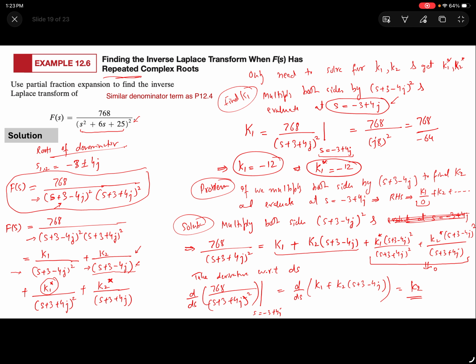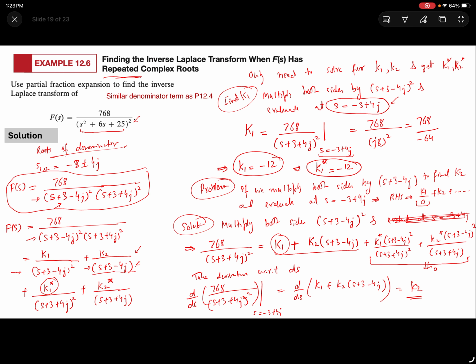So this is how you practically get k2. You multiply everything by the same thing that you have done in the past, the square term, and then take the first derivative. Once you take the first derivative with respect to s, the k1 that was left over is going to be out because it's a constant, and you are only going to be left with k2.